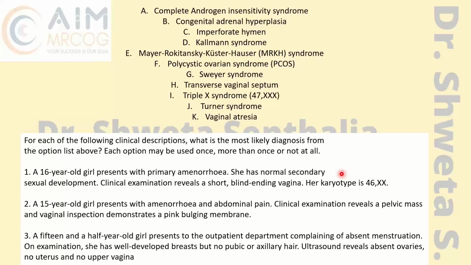Madam, a 15-year-old girl presents with amenorrhea and abdominal pain. Clinical examination reveals a pelvic mass and vaginal inspection demonstrates a pink bulging membrane. Madam, it's transverse vaginal septum.